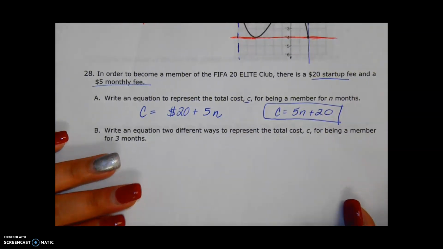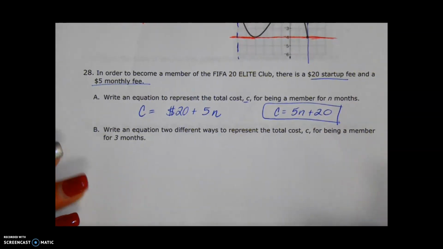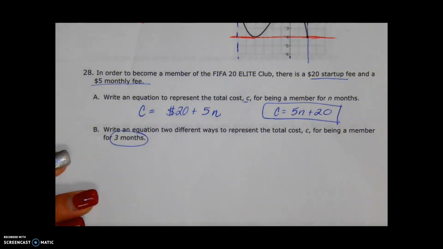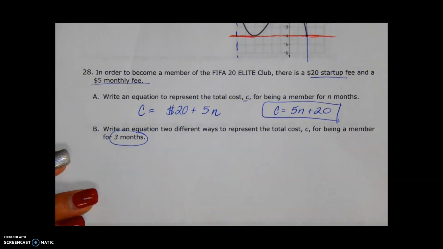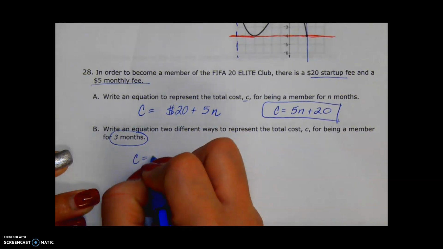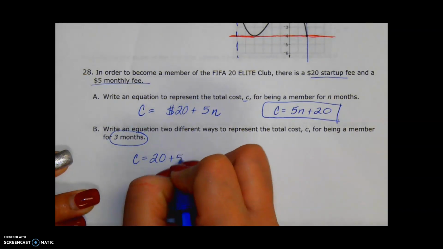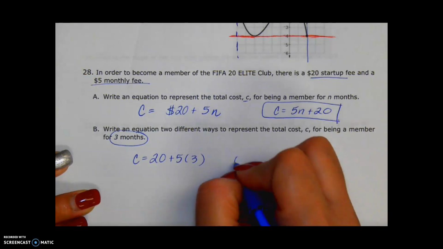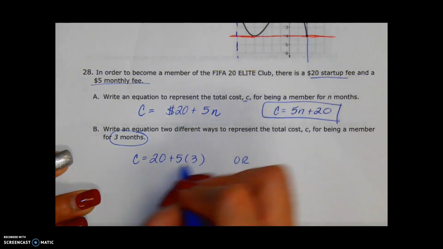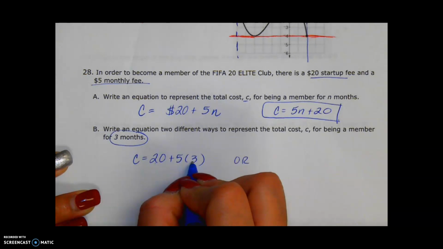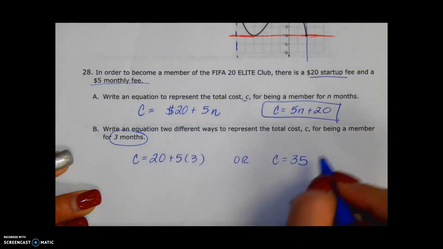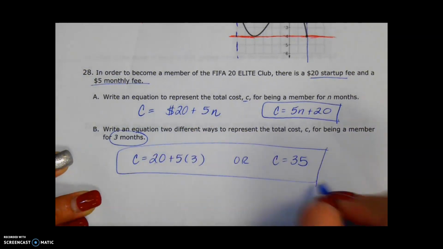Okay. Write an equation in 2 different ways to represent the cost for being a member for 3 months. So they're saying for 3 months, how much is it going to cost? We could say C equals $20 plus 5 times 3. That's one way to write it. And we can keep solving for it and say 20 plus 5 times 3, well, that's 20 plus 15. So C is equal to 35. That's 2 different ways to write it.